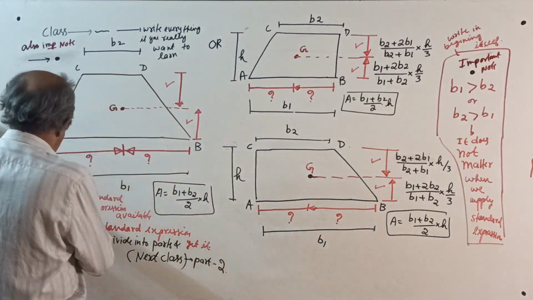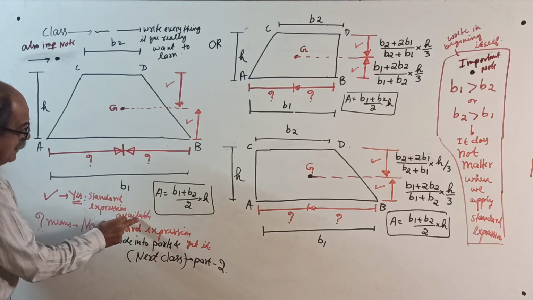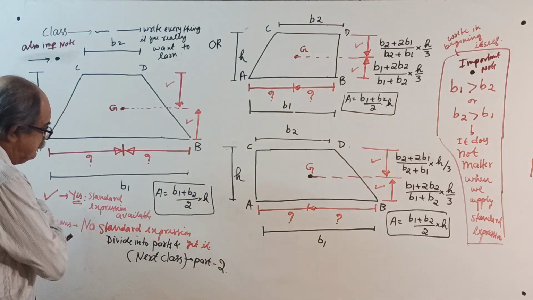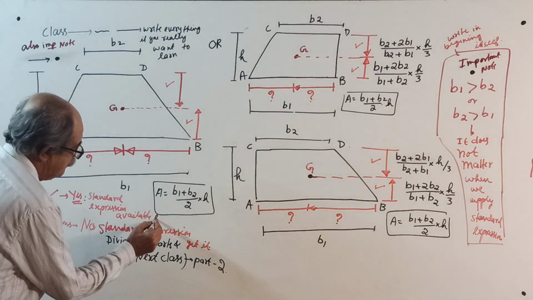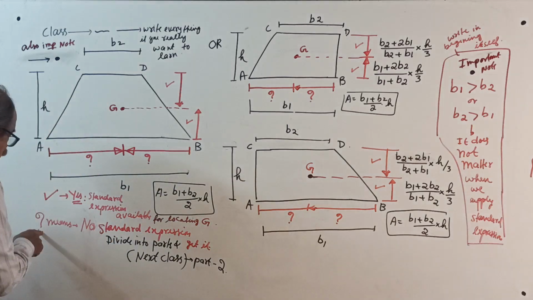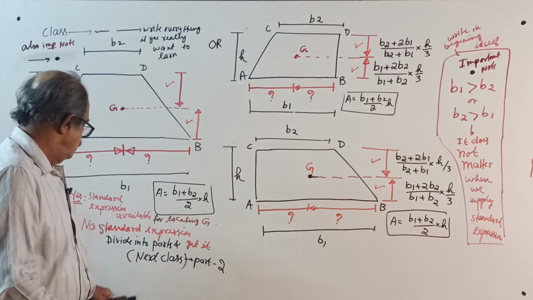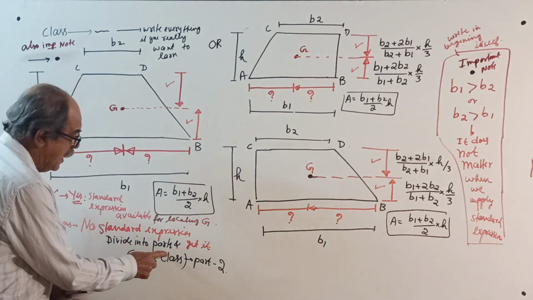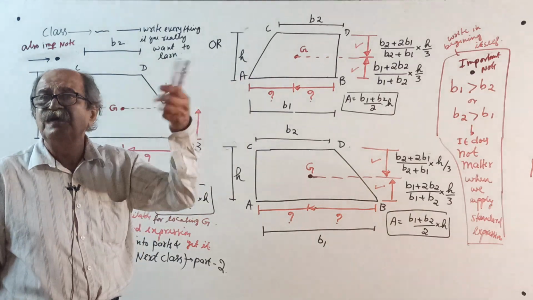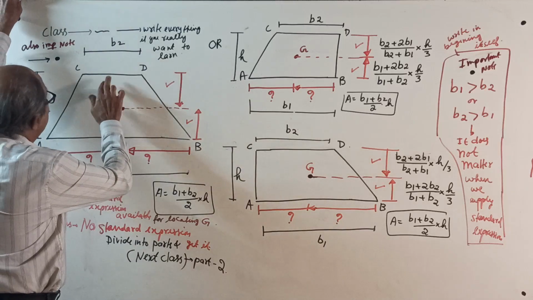Now, to understand, right mark means yes, standard expression is available for locating centroid G. Question mark means no, standard expression is not available. Then what to do? Divide into parts and get it. Next class, I will do that one. Today is part 1. So today, I will apply only standard expressions. Okay, start.